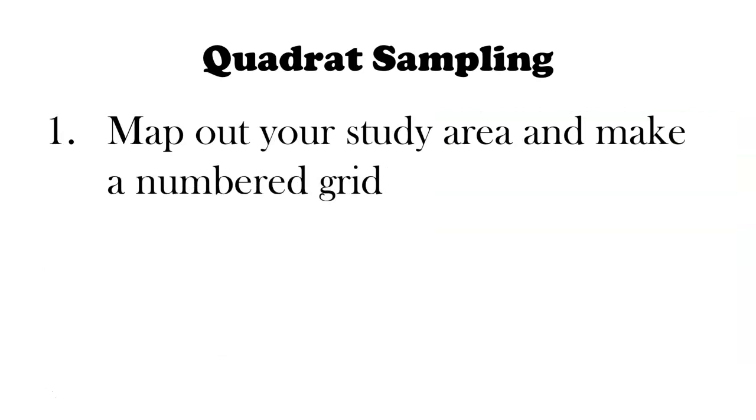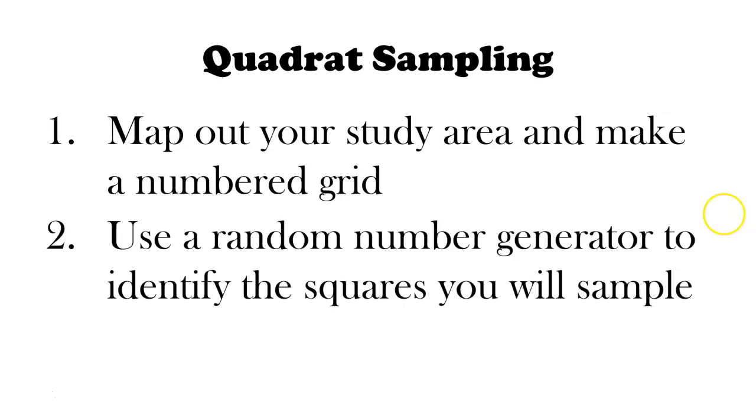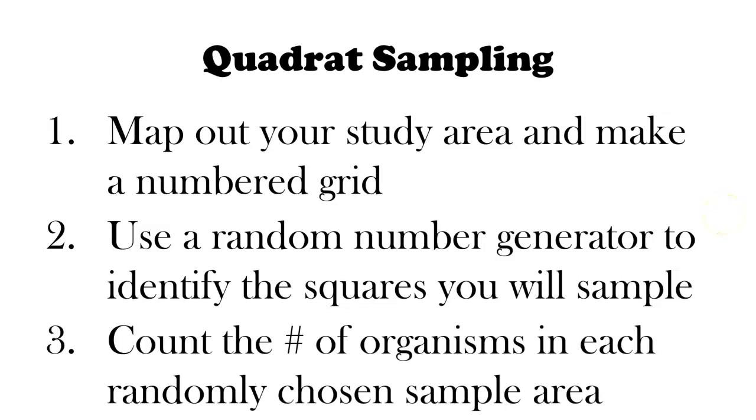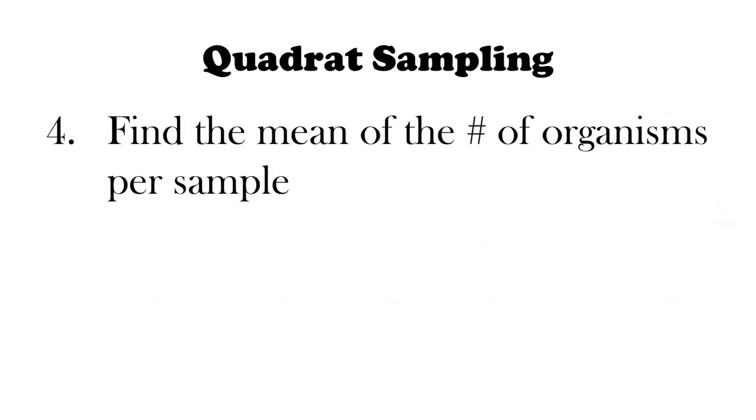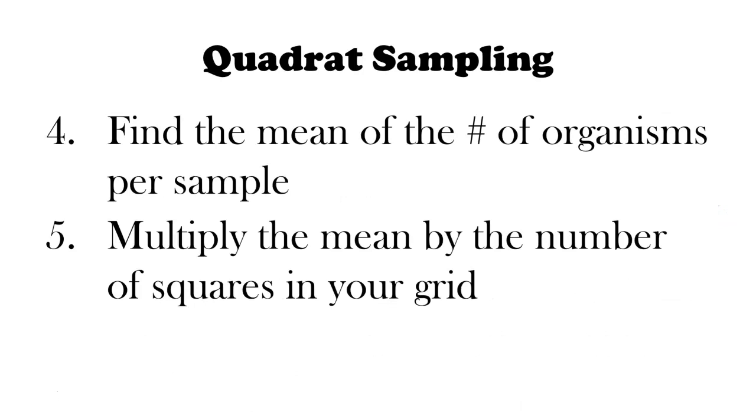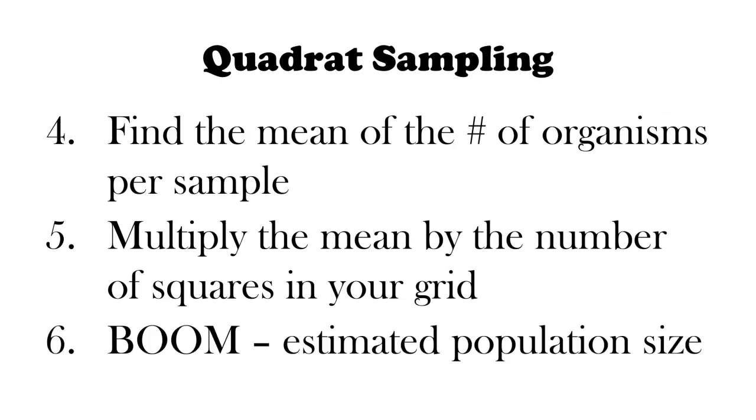So real quick, we'll go over the steps for correct quadrat sampling. First step is you want to map out your study area, make a numbered grid. Then you want to use a random number generator to identify which squares in your quadrat you're going to sample. Then you're going to count the number of organisms in each randomly chosen sample area, find the mean of the number of organisms per sample, multiply the mean by the number of squares in your grid, and thus we can efficiently estimate population size by measuring only a small sample of the area where the organisms live.